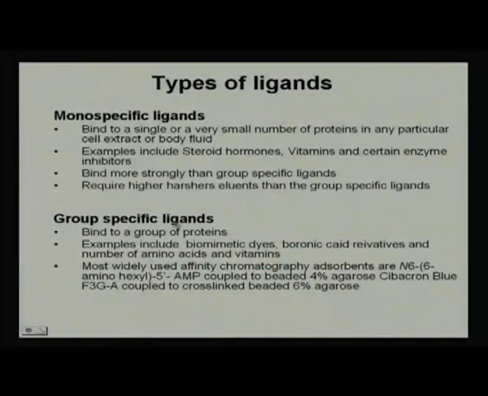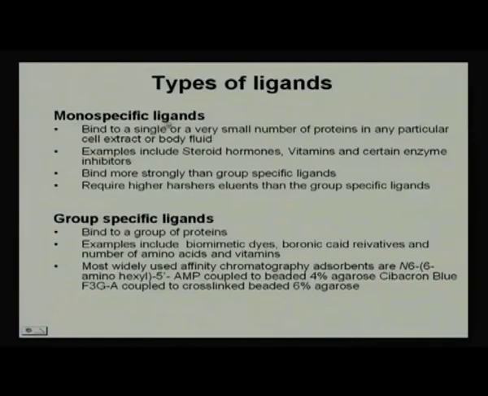If we analyze this further and classify these ligands, then ligands can be of two types. One is called monospecific ligand, that means it has single specificity, and another group is called group specific ligand. In monospecific ligand we can bind a single or a very small number of proteins in any particular cell extract or body fluid.